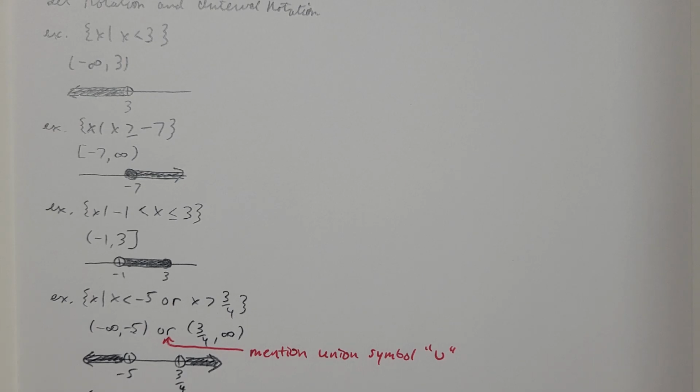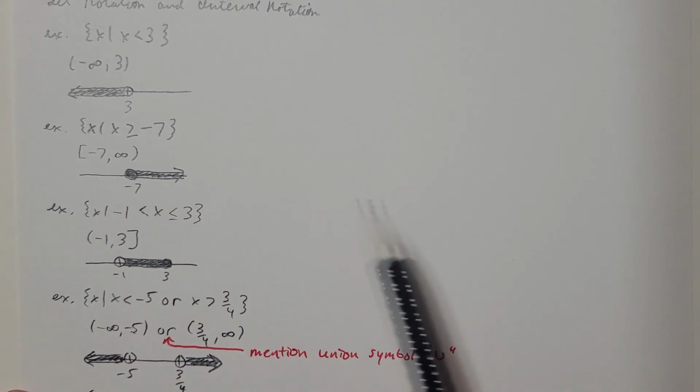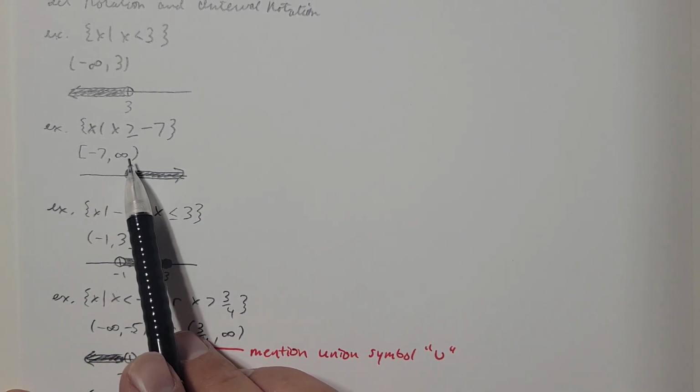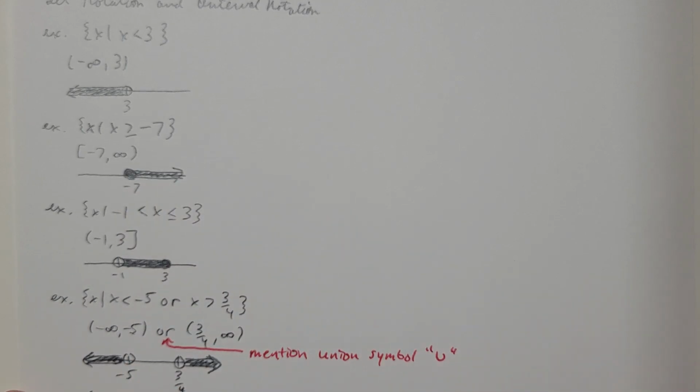By the way, you'll never have a bracket by infinity. That doesn't make any sense, because the only reason to include a bracket by a number is if you're including the number. Infinity is not a number. Infinity is just a symbol that we use to indicate unboundedness in the positive direction. And negative infinity would be a symbol that we use to indicate unboundedness in the negative direction. So those will never have brackets by those symbols. And again, order matters, right? So smaller number first, bigger quantity second, as I read this from left to right.